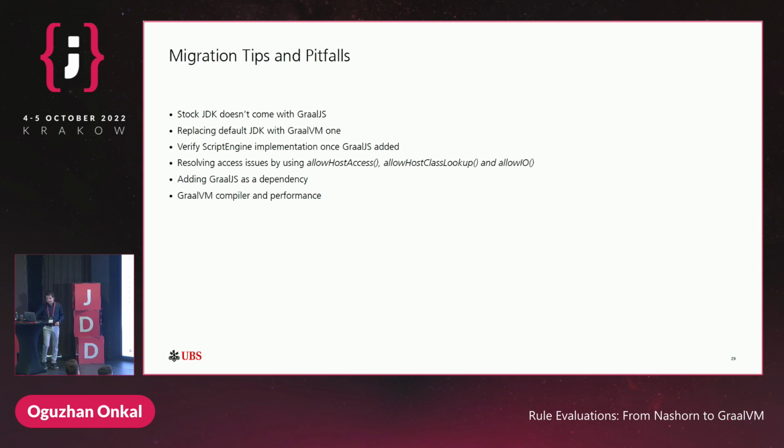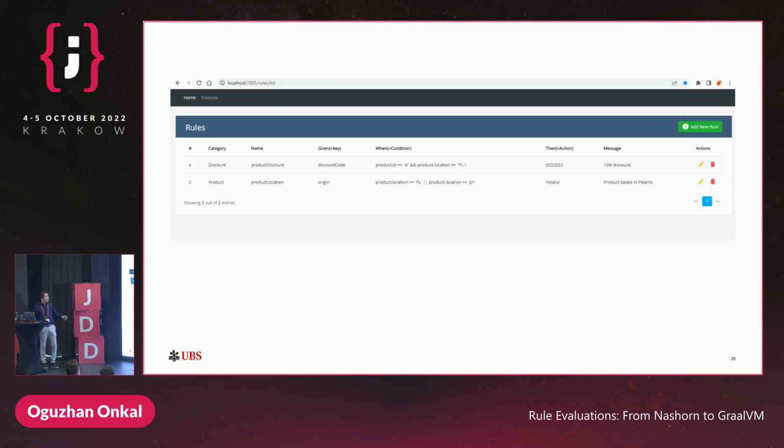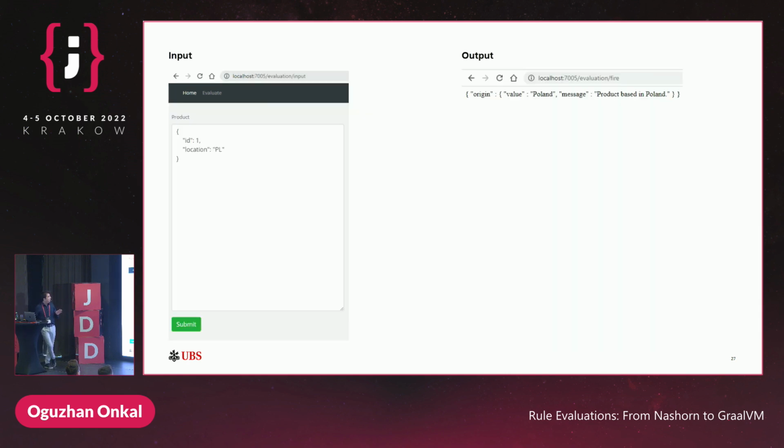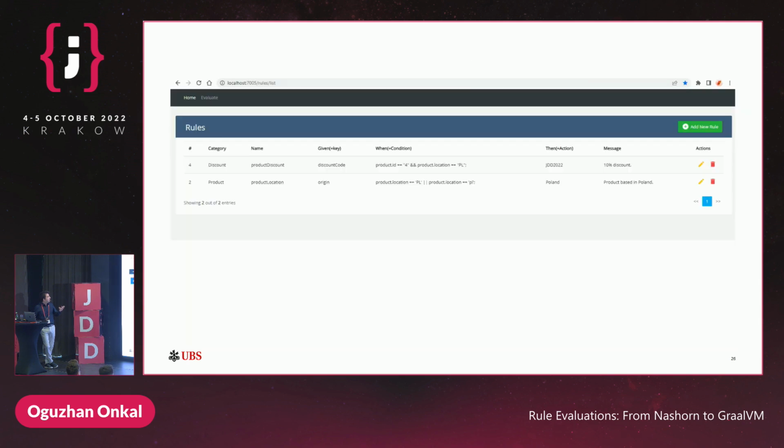So actually, before going to these tips and pitfalls, we could also take a look at the first slide here. You may ask, how did the rule engine find the product, right? Because we had rules like product ID, product location, but how did the rule engine actually understand this product keyword?